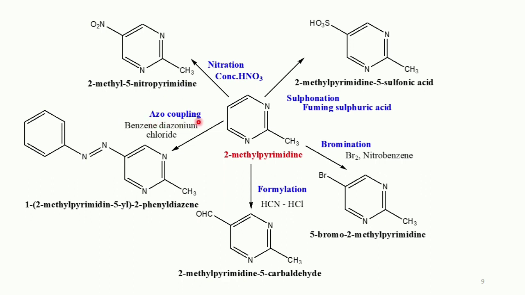Next is azocoupling. 2-methyl pyrimidine reacts with benzene diazonium chloride. It is a benzene ring with a diazonium group, where the N triple bond N is present, the positive charge is on one nitrogen, and the chloride is attached. Benzene diazonium chloride reacting with 2-methyl pyrimidine gives the 5-phenyl azo product, 2-methyl-5-(phenyldiazenyl)pyrimidine. So these are the electrophilic substitution reactions that happen with substituted pyrimidines.